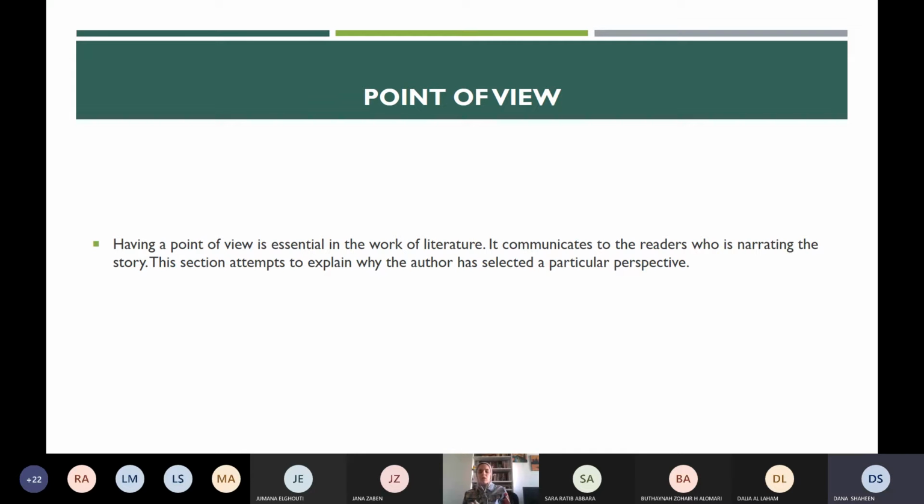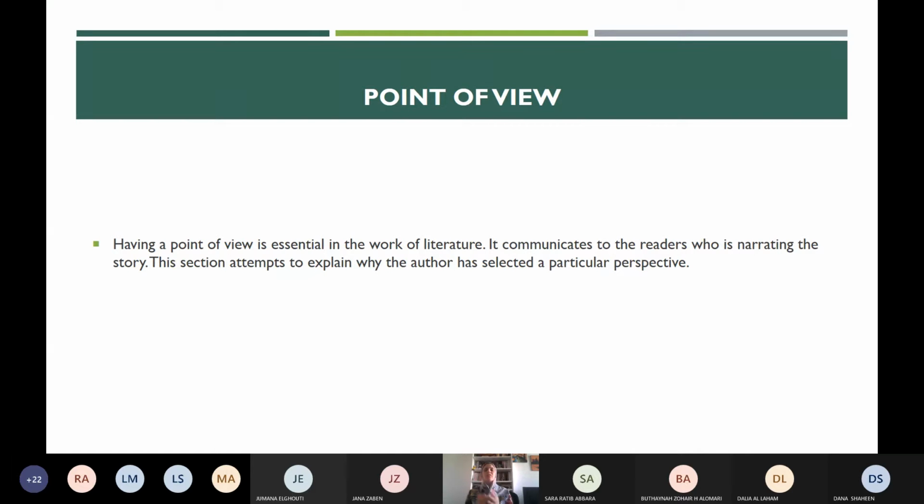Okay. Why would you have to analyze the point of view? Because it tells the reader who is narrating the story, and tells the reader if he knows everything about all the feelings of other characters or not. So if we are using the third person point of view, Dana Wael. Thank you, Dana Shaheen. Dana Wael.